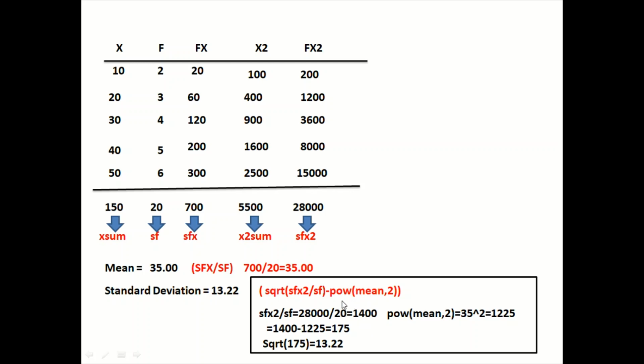Now let me see what is the value of power of mean comma 2. What is mean? 35. 35 raised to 2 is 1225. So from 1,400, 1225 is subtracted. The resultant value is 175. Now the square root of 175 is found out, which is nothing but 13.22. This is how the program works.